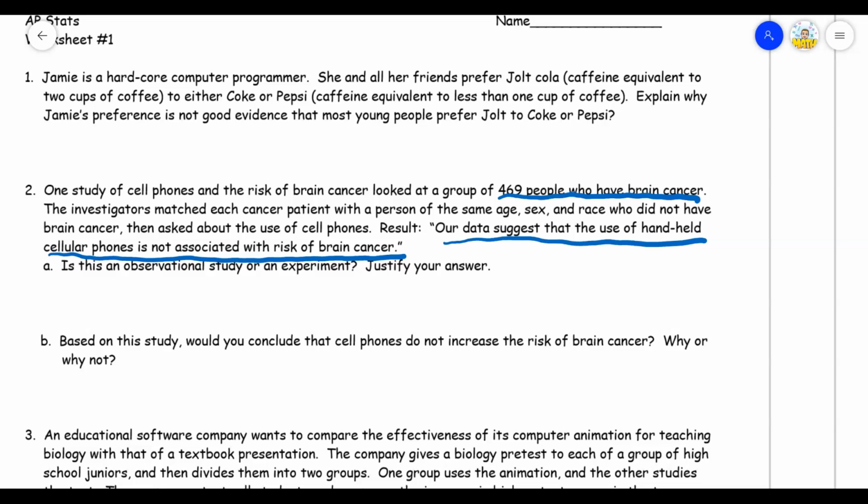So I suppose what they found was this: they looked at these 469 people, took a person in this group, and looked at how often they use a cell phone, or whether they use it. They have some kind of metric to measure it. Then they compared that to the person who's like them but doesn't have cancer, determined how much cell phone use they had, and compared them. After doing that, they said they don't see any association of risk with brain cancer. So first and foremost, is this an observational study or is it an experiment? Let's answer that.